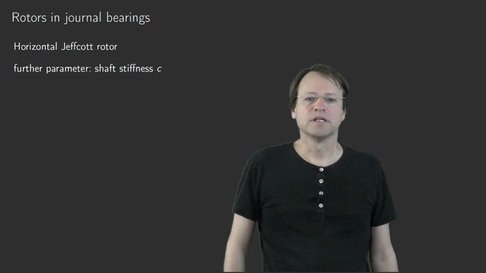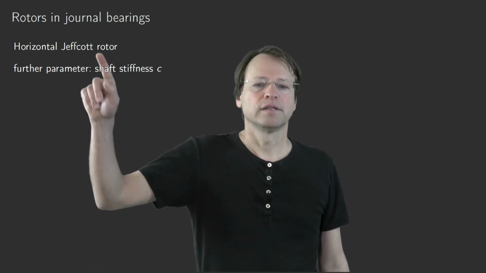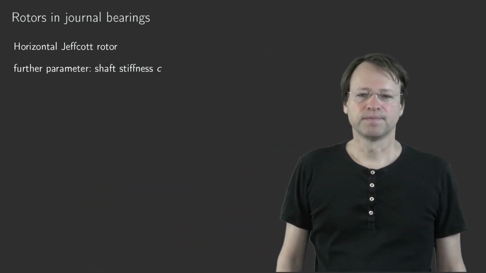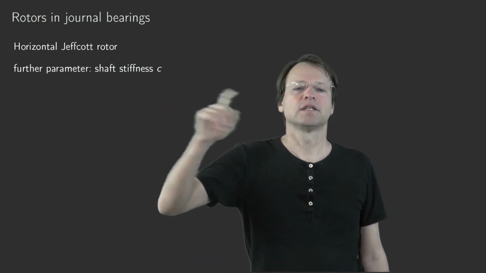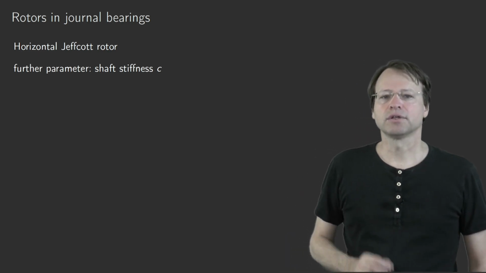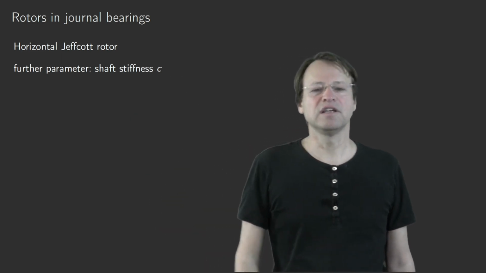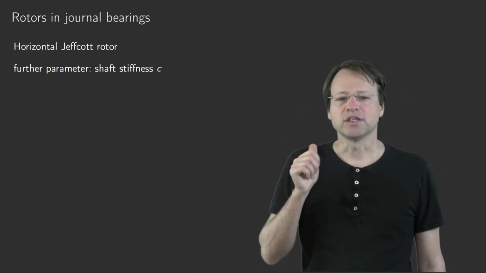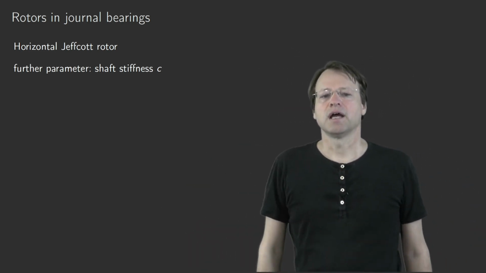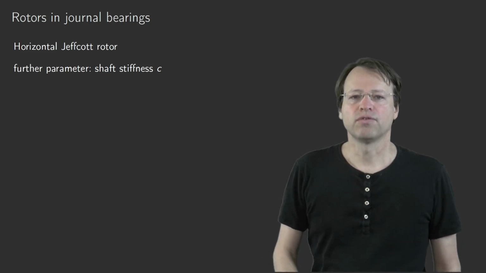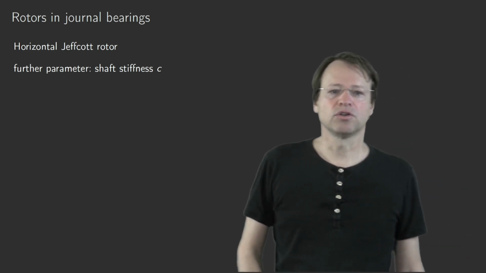Hello and welcome to the last video in this chapter, namely a video on the horizontal Jeffcott rotor and journal bearings. So what is the difference between the Jeffcott rotor and a rigid rotor? Well, it's the shaft stiffness C. We introduce here a new parameter, the shaft stiffness, and we would like to highlight its influence on the self-excited and the externally excited, so imbalance-excited, vibrations of that rotordynamic system. First of all, let me show you the equations of motion.